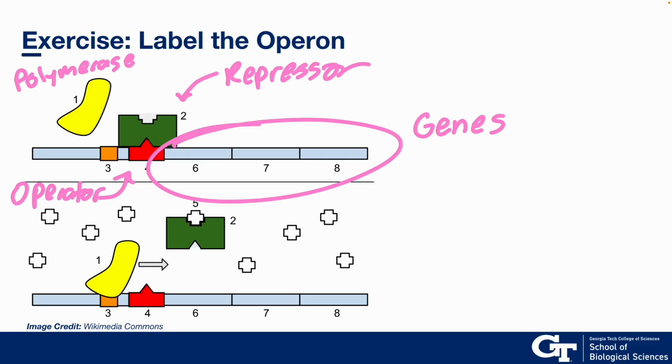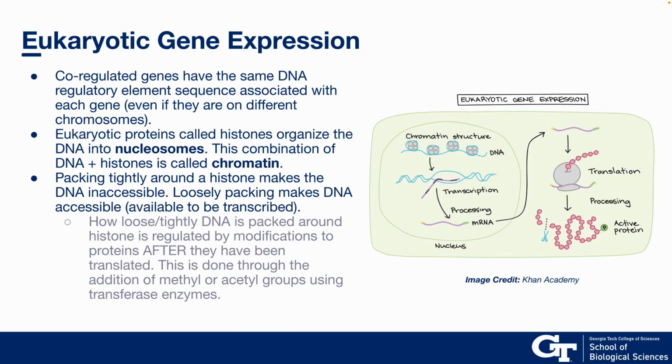And what does polymerase bind to? A promoter. Okay? And you can see the difference here. 5 is lactose, and it's pulling that repressor away, allowing RNA polymerase to transcribe these genes, right? So, yeah, that is the lac operon labeled.